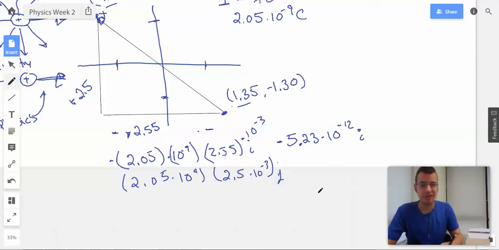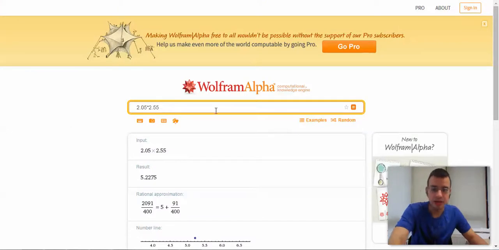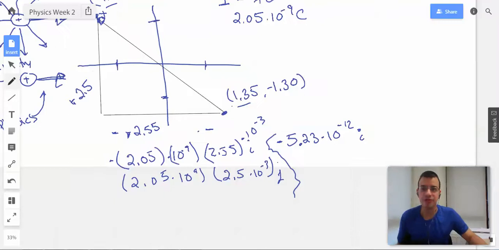Bam. I don't know what the units are, so I'm just going to look and see whatever it says in the problem. Now we need the J component, which is 2.05 times 2.5. Just take off one of the extra 5s. 5.125. 5.125 times 10 to the negative 12th. And we have J. Got it.